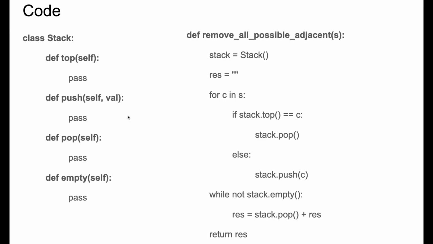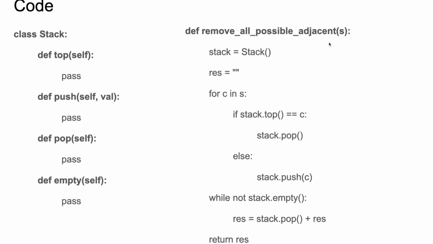This is how the code looks. We have a class Stack that provides us certain methods to interact with it. Those are top, to see the top element of the stack. The second one is push, that is used to push a value to the top of the stack. The third one is pop, that removes the top element of the stack and returns it. The fourth is empty, that returns a boolean saying whether the stack is empty.